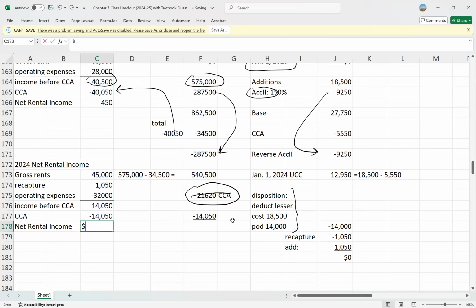And that will bring our net rental income down to zero. And so January 1st, 2025, the UCC will be the 540,500 minus the 14,050 CCA. So the balance going into next year is 526,450. Any questions about this rental income problem?